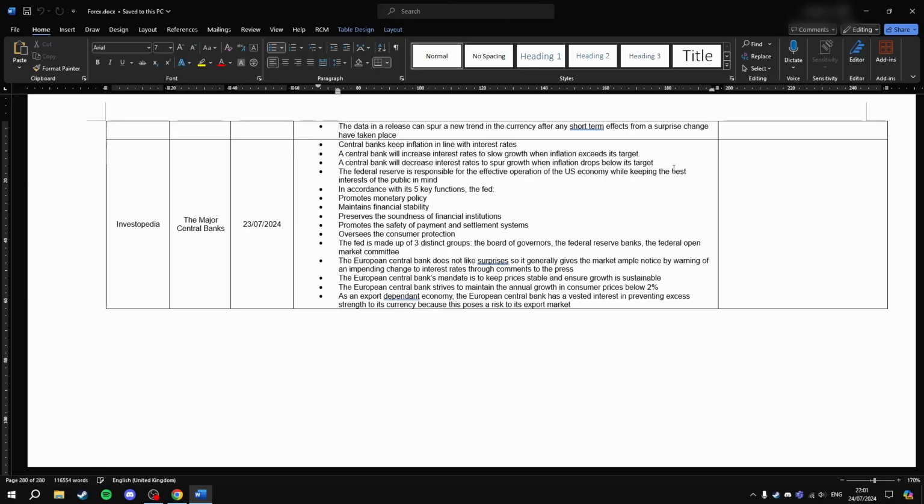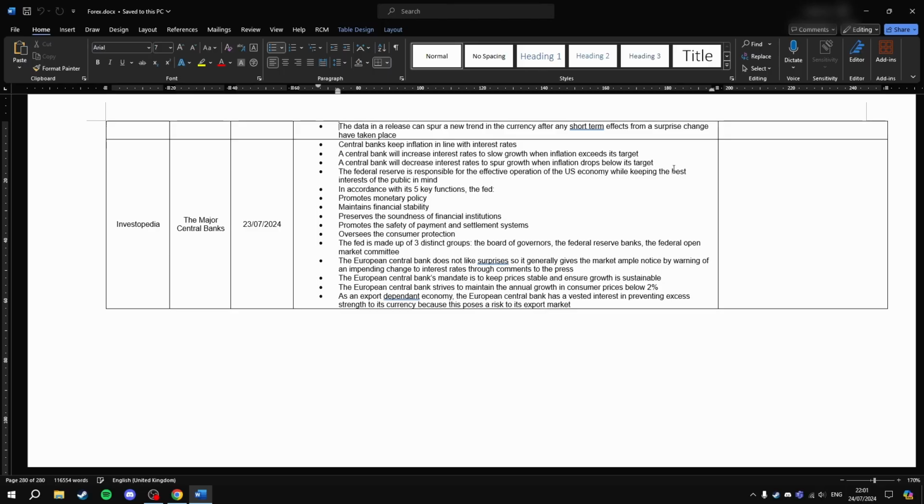The Federal Reserve is responsible for the effective operation of the US economy while keeping the best interest of the public in mind. So in accordance with the 5 key functions, the Fed promotes monetary policy, maintains financial stability, preserves the soundness of financial institutions, promotes the safety of payment and settlement systems, and oversees the consumer protection. The Fed is made up of 3 distinct groups, so the Board of Governors, the Federal Reserve Banks, the Federal Open Market Committee.